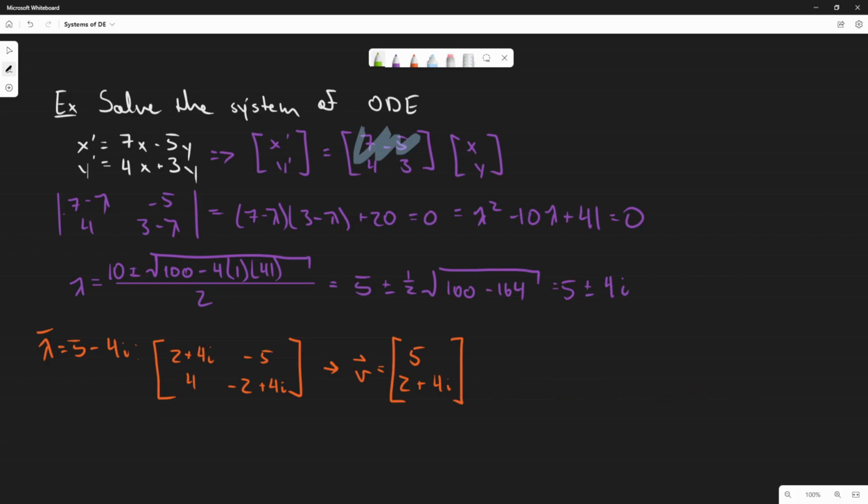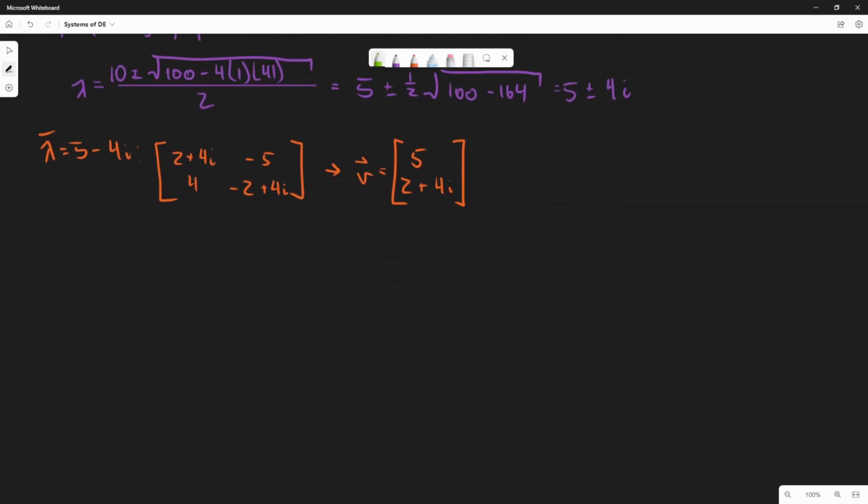So now we are going to continue with the process. Everything else is pretty much the same as how you've been doing. We will have the solution x of t equal to v bar e to the lambda bar t, or 5, 2 plus 4i, times e to the 5 minus 4i times t. And that is our solution.